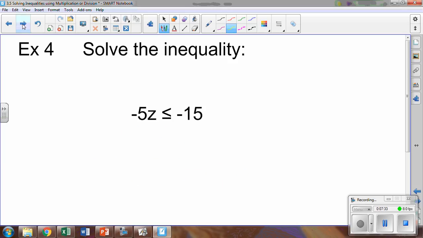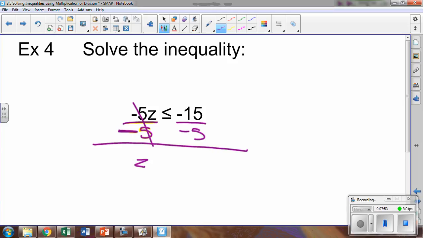However, here, we've got our multiplication with negative 5 times z. We know that we will need to divide. And I wanted this to be in a darker color here. So divide by negative 5. They'll cancel each other out. It's not inverses. But this is one that since we divided by a negative, we will need to flip the inequality. Negative 15 divided by negative 5 equals positive 3. And so right there we go. We have our solution set. Z is greater than or equal to 3.